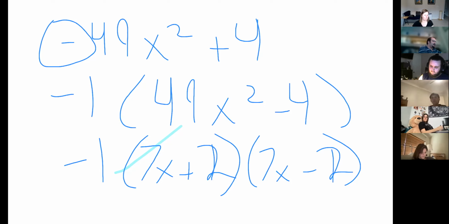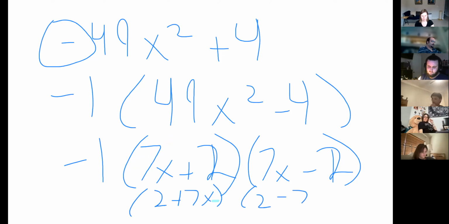If you don't have the negative, it should be the other way around, right? 2x plus 7, 7 plus 2x, sorry. Because basically we flipped. Personally, teacher, I wrote 4 minus 49y squared as 2 minus 7x times 2 plus 7x. Yeah, so if you don't have the negative, they're going to end up being flipped, basically, these things.